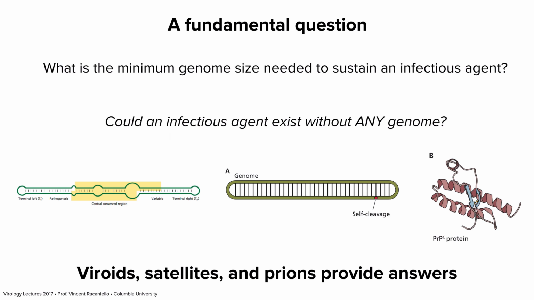And a corollary is, could there be an infectious genome without encoding any protein? And finally, could an agent exist without any genome at all? And in fact, we can answer these questions today. Viroids, satellites, and prions are going to tell us answers to these questions. So these are the three unusual infectious agents we're going to talk about. You may wonder why prions are here at all. You'll see. I'll tell you about it later.